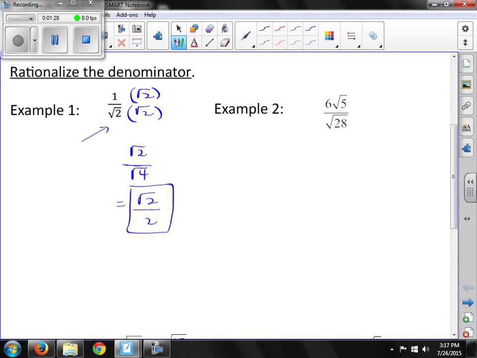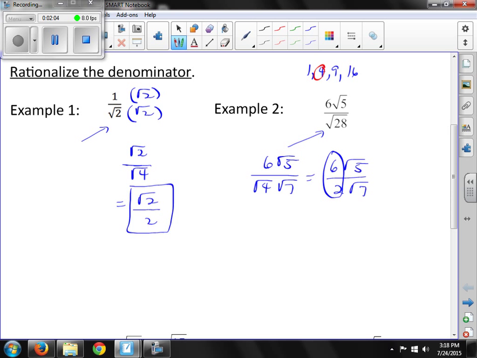Example 2. First of all, I noticed that the square root of 28 will break down, and it's easier to break it down and to keep the numbers smaller. So my chart, let's see, 1 squared is 1, 4, 9, 16. I believe that's big enough. 6 square roots of 5. The square root of 28 has a perfect square of 4 in it. So the square root of 28 turns into the square root of 4 times the square root of 7, which gives me 6 square roots of 5 over 2 square roots of 7.